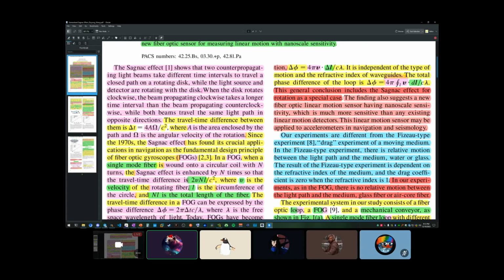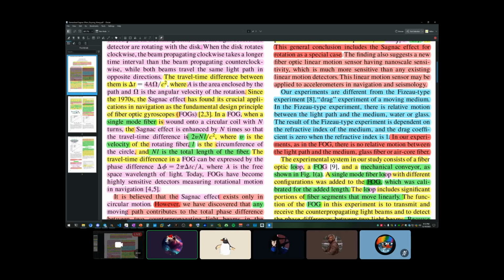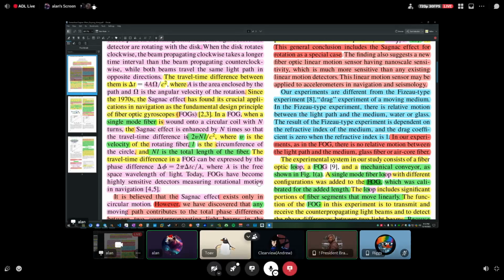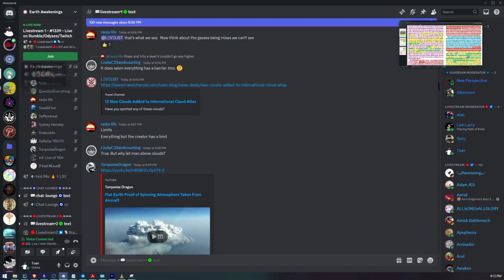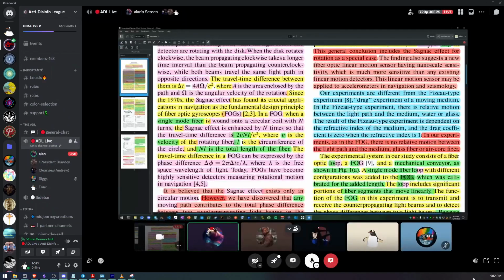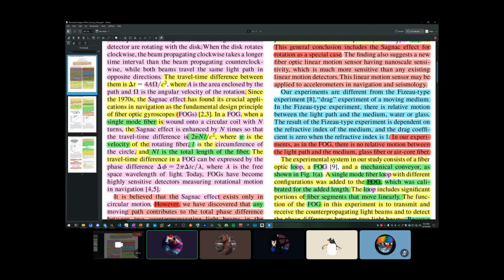Since the 1970s, the Sagnac effect has found its crucial application in navigation as a fundamental design principle of fiber optic gyros, otherwise known as FOGs. In FOGs, when a single mode fiber is wound into a circular coil with n turns, the Sagnac effect is enhanced by n times, so that the travel time difference is 2vNL over c squared, where v is the velocity of the rotating fiber, and L is the circumference of the circle, and n times L is the total length of the fiber.